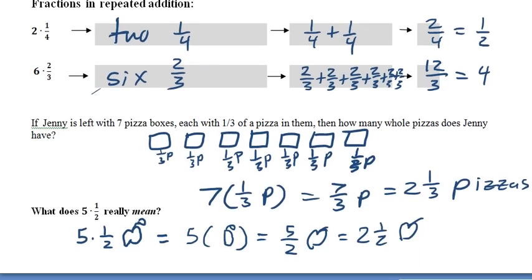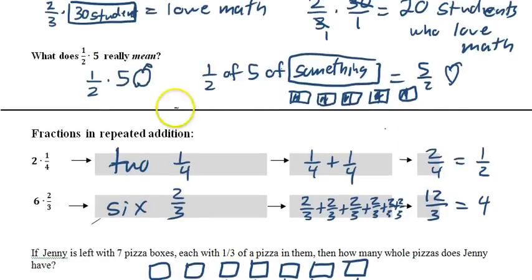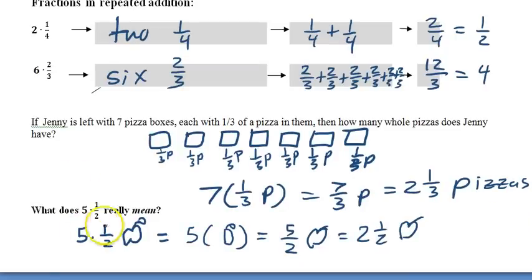They are commutative, but they mean 2 different things. This means you have half of 5 apples, and this one means you have 5 half apples.